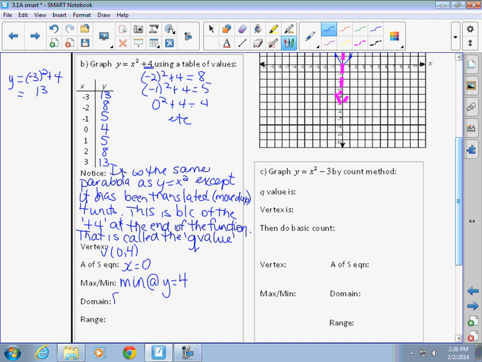My domain for this would be the set of values for x such that x is an element of real numbers. So I can use any x value I want, positive, negative, fraction, root, doesn't matter. My range, though, will depend now on where my vertex moved to. In this case, my vertex moved up 4, so my range has to be the set of values for y such that y is greater than or equal to 4. And I should also put in there y is an element of real numbers.